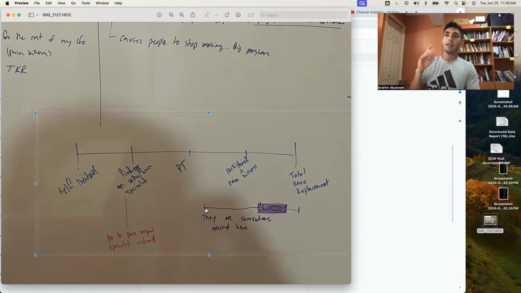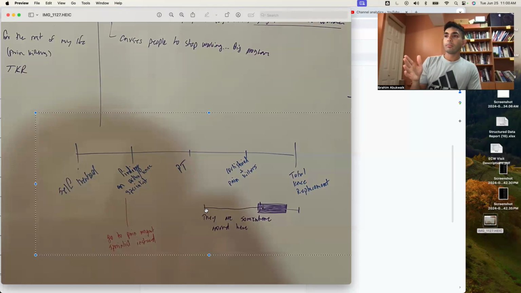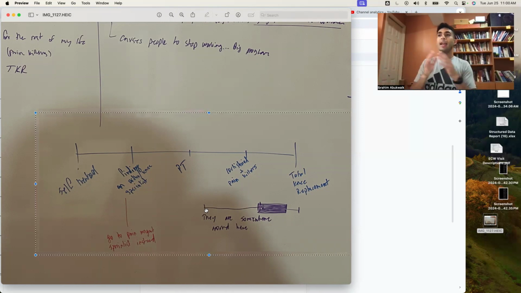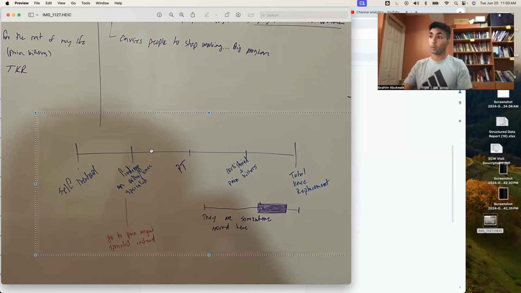So first the pain is relatively mild. Then they need to find a doctor. Sometimes it's an orthopedic specialist, sometimes a knee specialist. Then they go to PT. Then they get steroid shots or painkillers, and then they might get a total knee replacement. That's the typical journey. I wanted to map it out because I need to focus on where my product is going to stand. I know it's somewhere between here and here, but really it's somewhere over here.